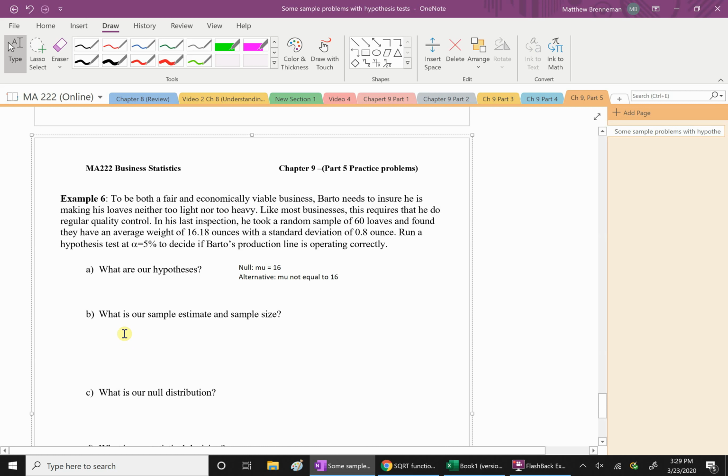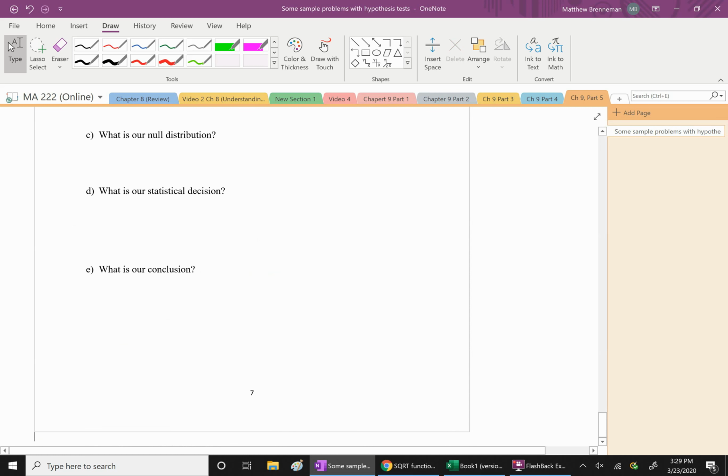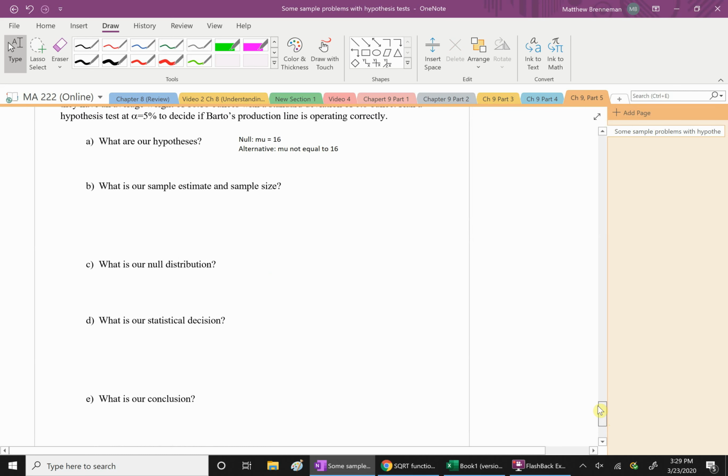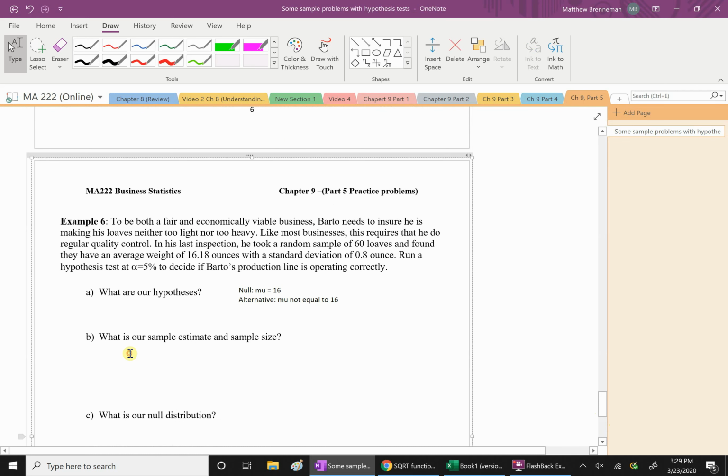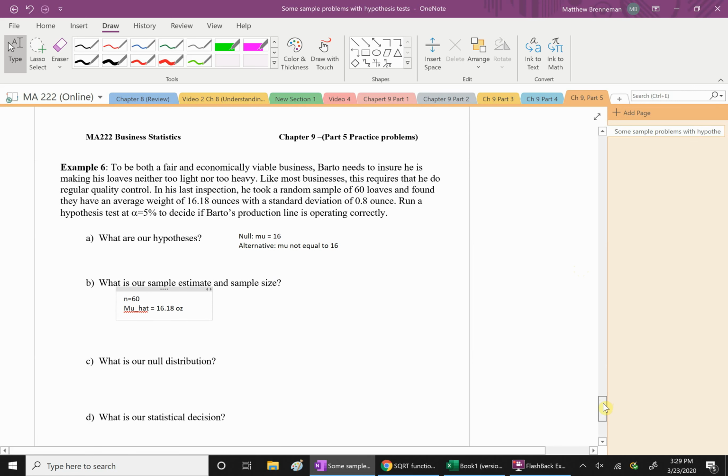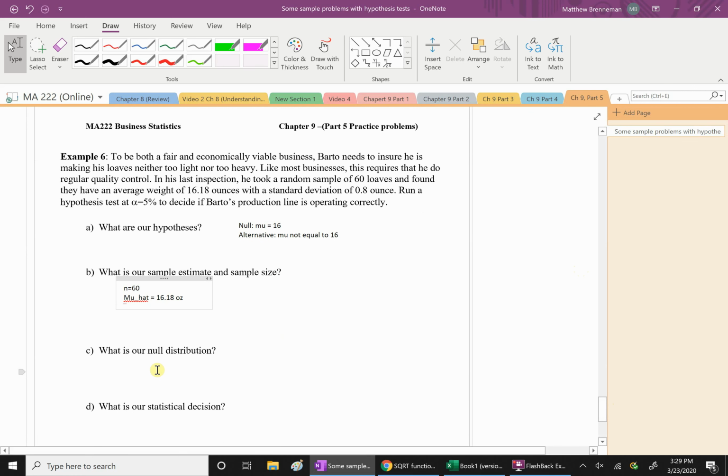Our sample size and our estimate, well, when we read the problem, we find out that he takes 60 loaves, and his sample mean is 16.18 ounces. Notice that all of our conditions are satisfied. He takes a random sample, he has over 30 loaves, and we're going to assume he makes more than 600 loaves. So we're okay, we can use the central limit theorem.